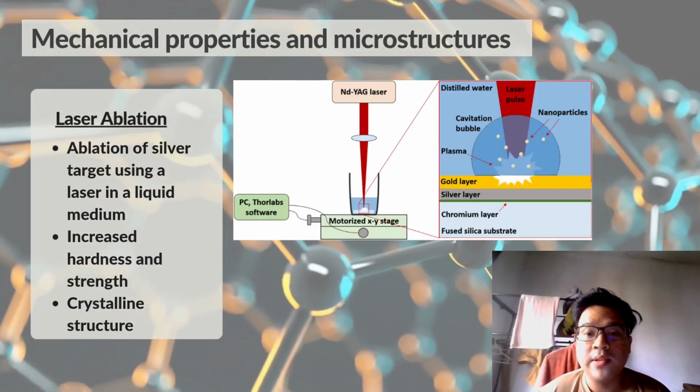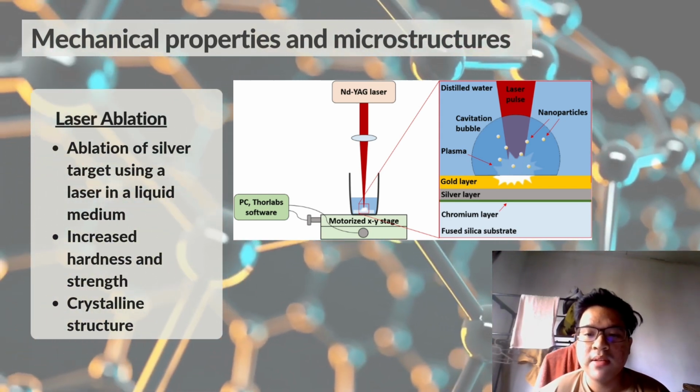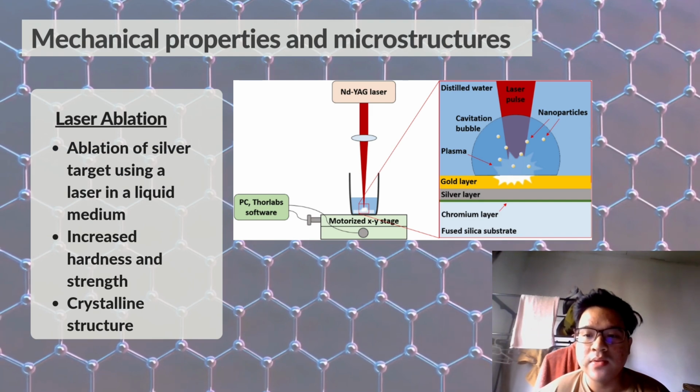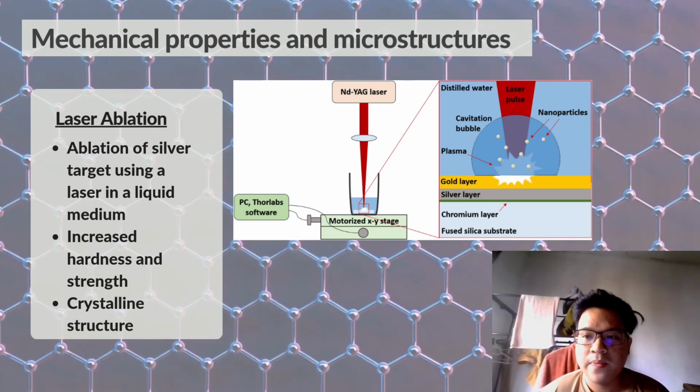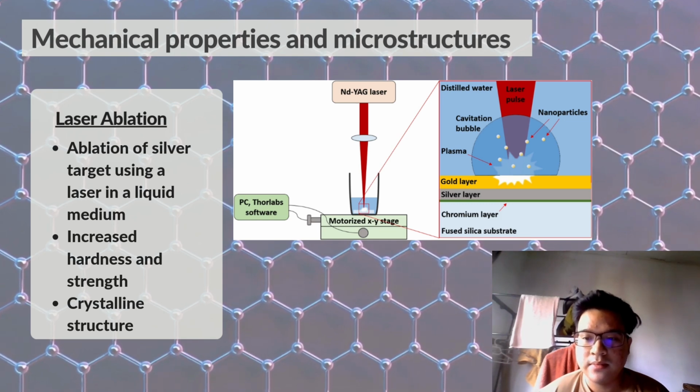The next material processing method is laser ablation. Laser ablation is the ablation of a silver target using a laser in a liquid medium. The mechanical properties are usually increased hardness and strength. The microstructure is usually a crystalline structure.